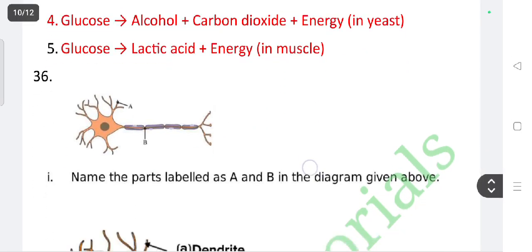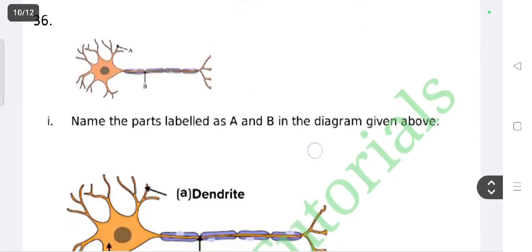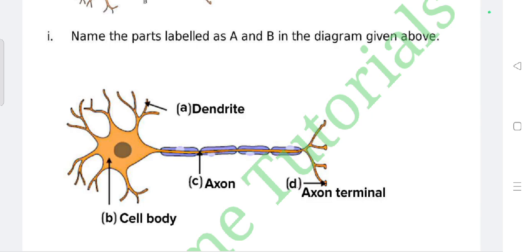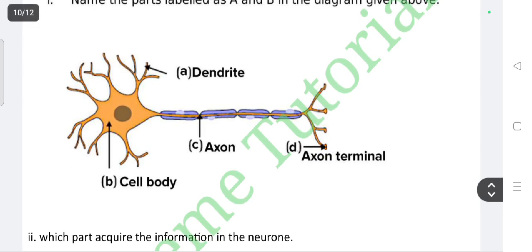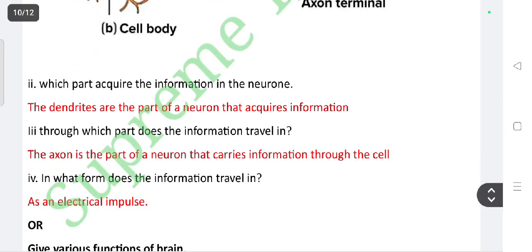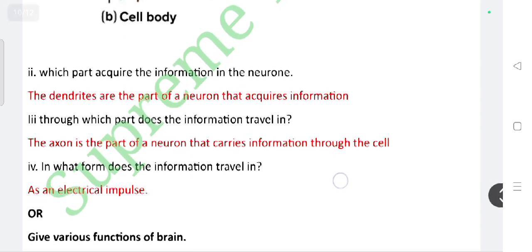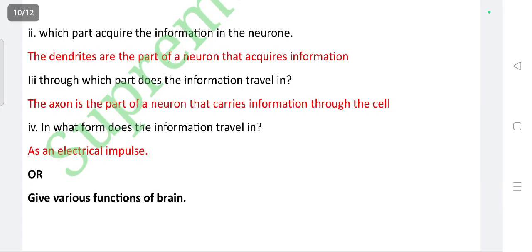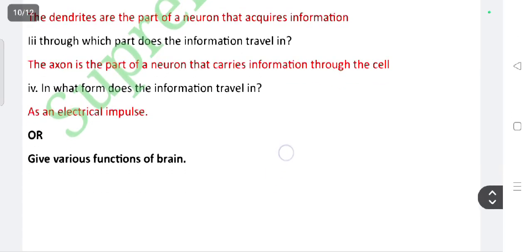Next, question number 36. A diagram is given, name the parts labelled A, B, C. So you have to draw it. If the diagram is already given, you only have to label the parts. Sometimes they will say draw and label, both you have to do. This is an important diagram. Check out this diagram with labels. Then here the questions: which part acquires the information in the neuron? Dendrites are the part that acquires the information. Through which part does the information travel? That is the axon. In what form does the information travel? That is an electrical impulse.